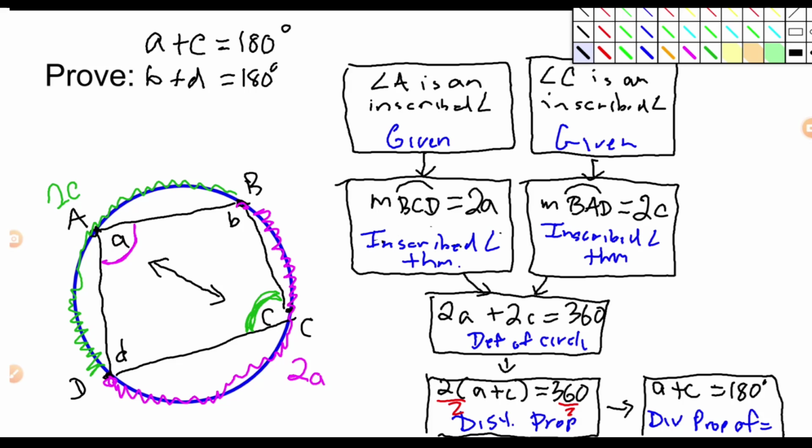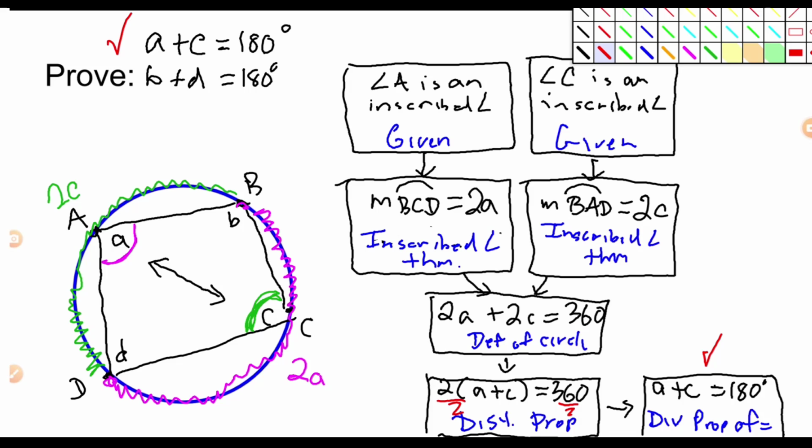And now guess what? We have done the first part. We have proven a plus c is equal to 180. So we have that. We're done. So we know that those two angles add up to 180. And you would do the same thing in the next proof, but now we'll use b and d. So we'll do the next part, and then we've proven both of those.